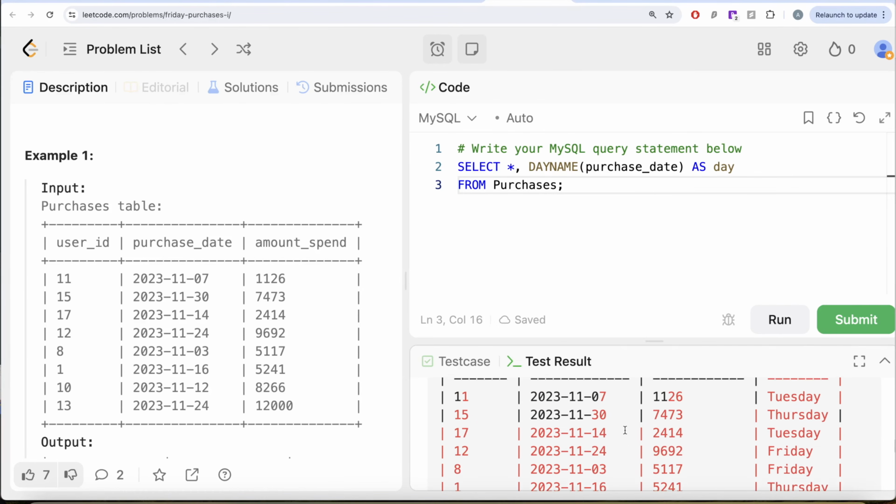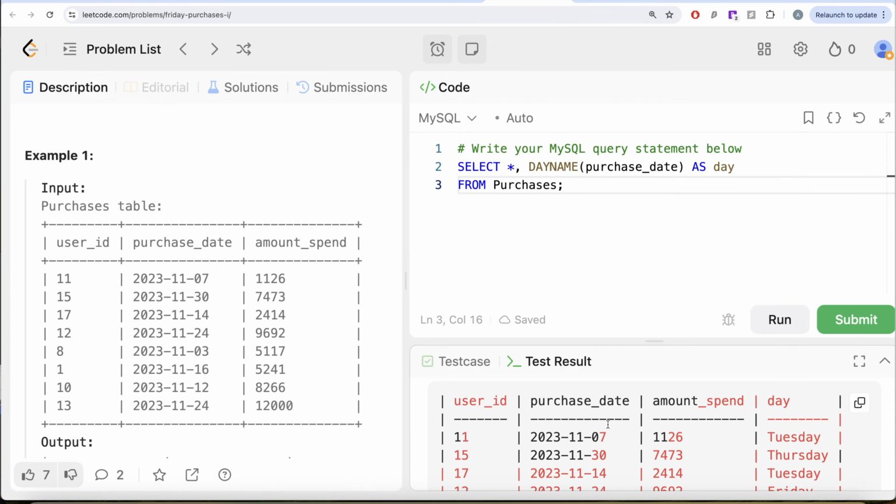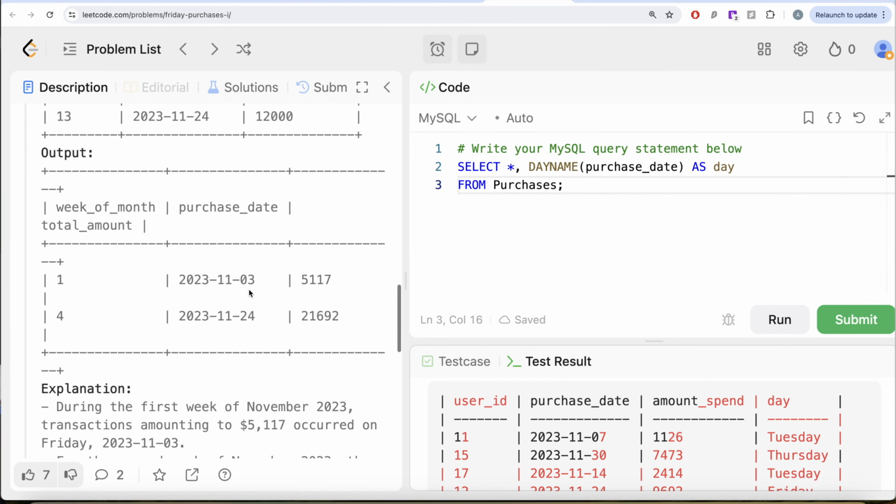Now once we have this, we also need the week of the month in the output as well. So we can use the same logic that we learned about just a few minutes ago. How can we find the week of the month? We can get, for this particular purchase date, the week of the year, subtract the week of the year of the 1st of November 2023, and then plus 1.